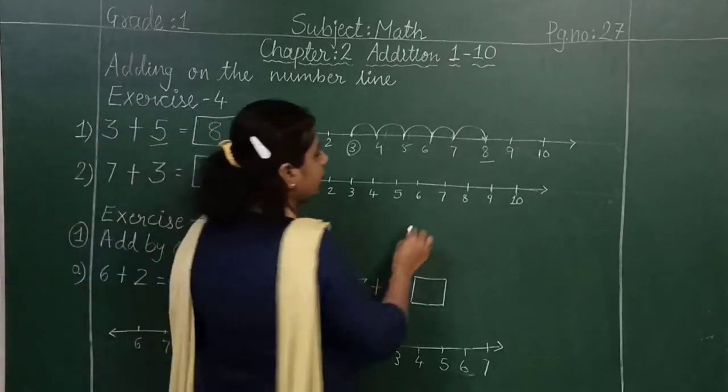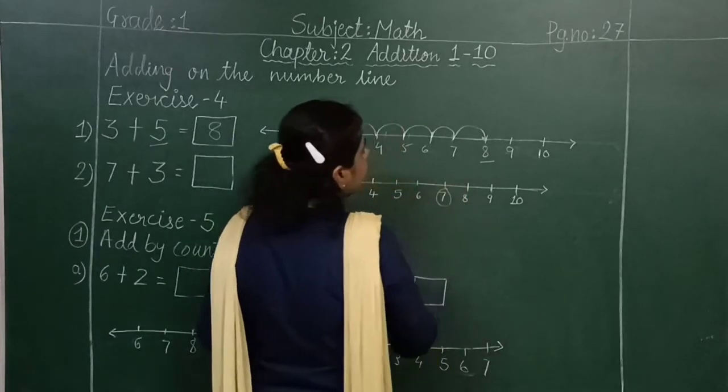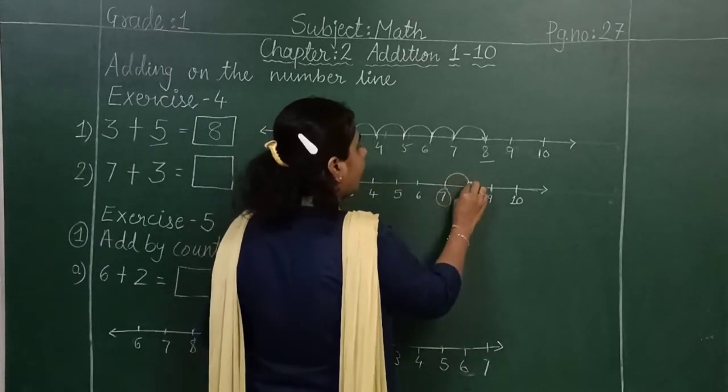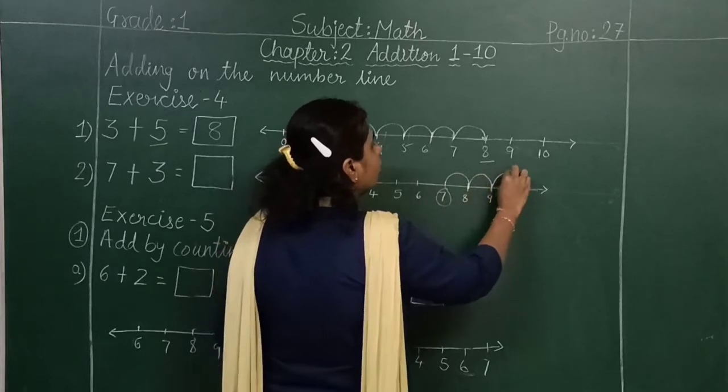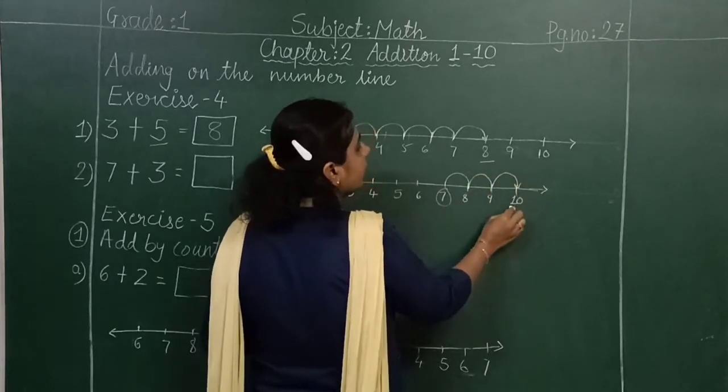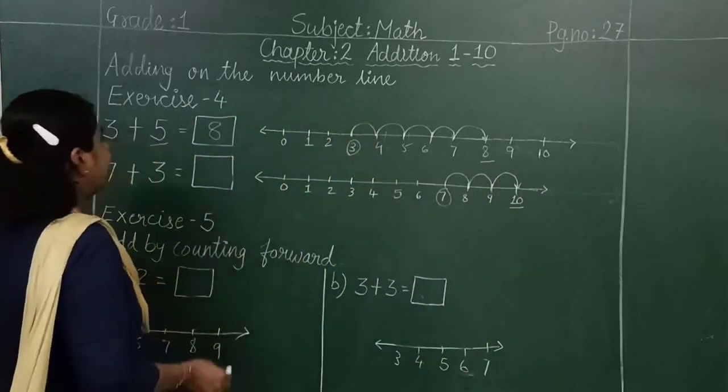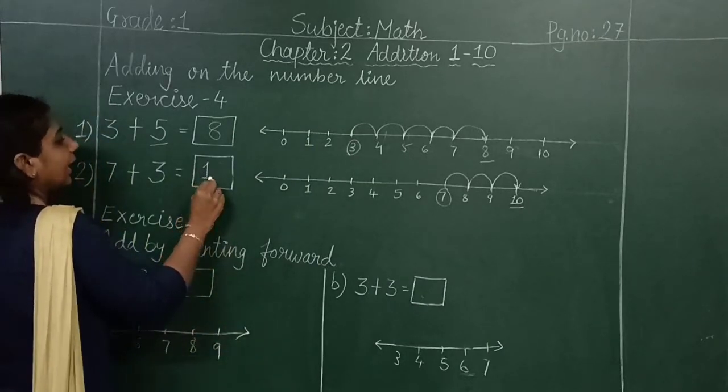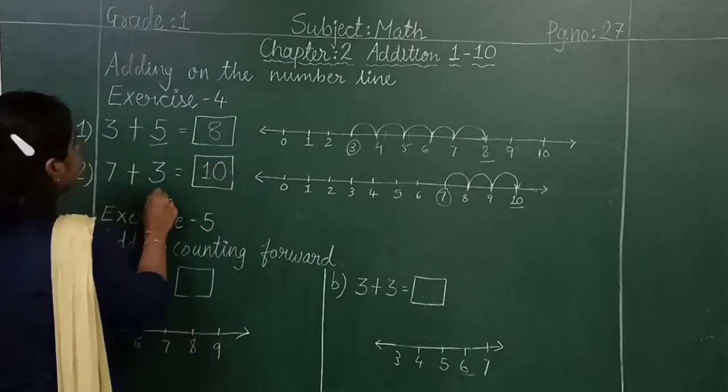Number 2, 7 plus 3. Where is 7? You have to circle it. Then go 3 steps forward. 1, 2, 3. Which number comes? 10. So, what will you write in this box? 10. 7 plus 3 equals 10.